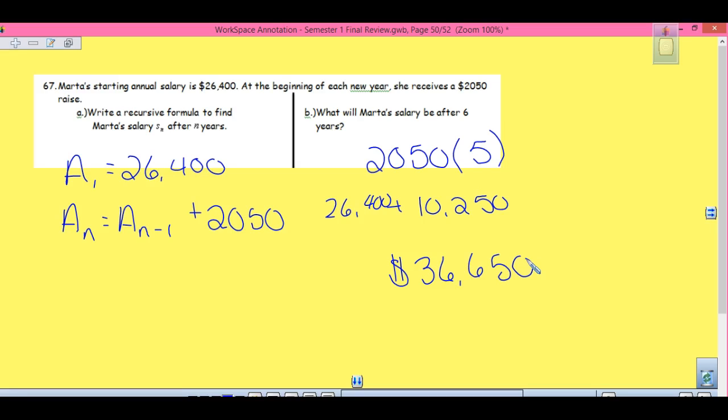Hopefully when you guys start making money, when somebody says, how much do you make? You don't say, I make 36,650. People will look at you and be like, at McDonald's or what?